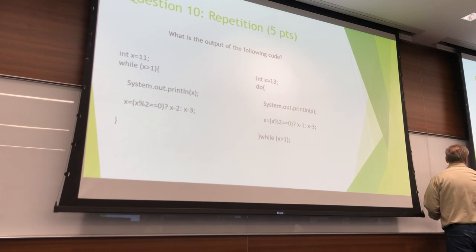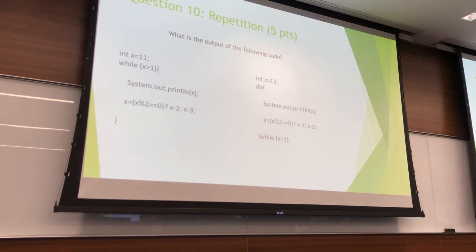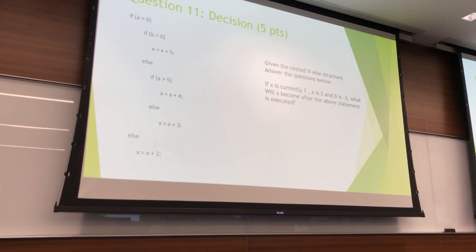All right, let's move on to the next question. Okay, this is a simple decision, just ifs and elses, right? Here again, I'm not going to try to trick you by intentionally messing up the indentation. That would be kind of evil, but I could do it if I wanted, but I won't. Given the nested if structure, answer the question below. If x is currently 7, a is 2, and b is negative 3, what will x become after the above statement is executed? And here is your complicated if.